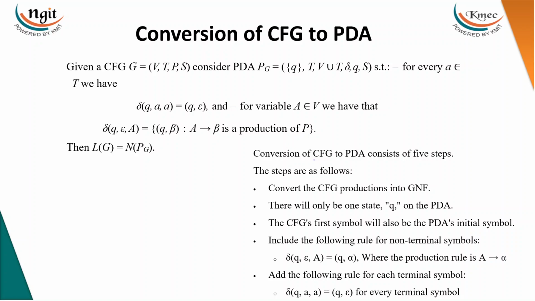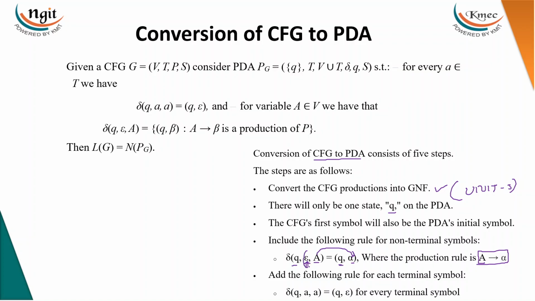How to convert a CFG to PDA? First convert it into GNF. This we'll discuss in unit 3. There will be only one state q in the PDA, which is nothing but the starting state. If we have a production like A tends to alpha, then you write the transition on q with the non-terminal A, taking epsilon as input, staying in the same state, as we have only one state.